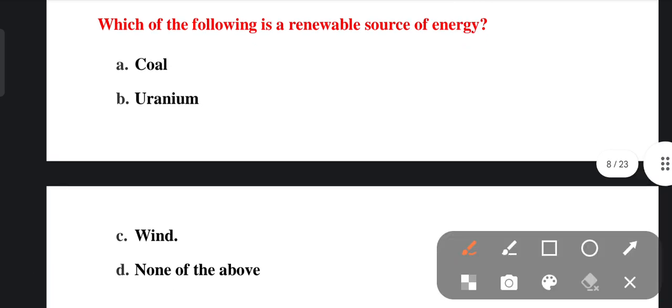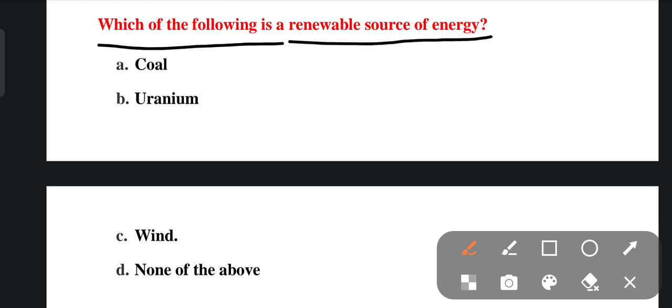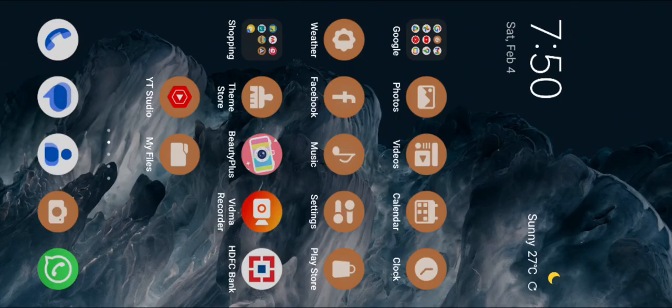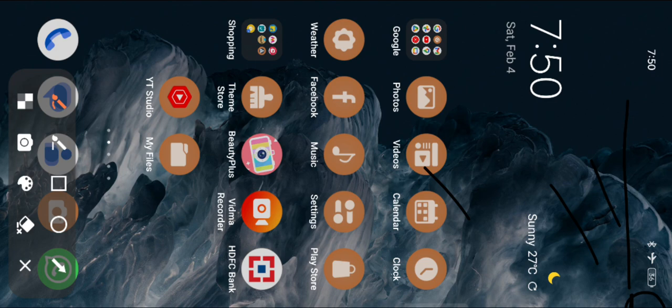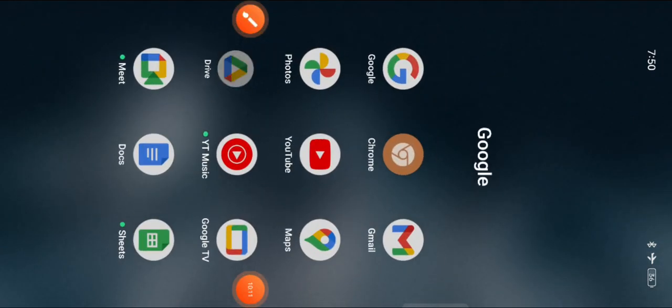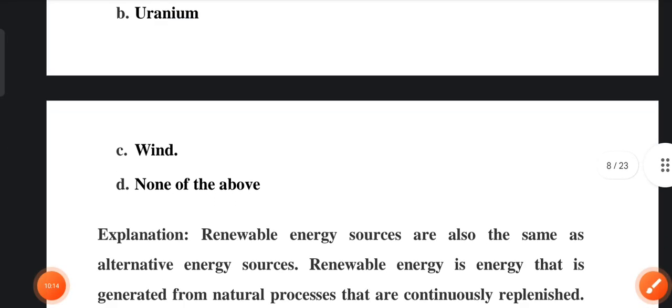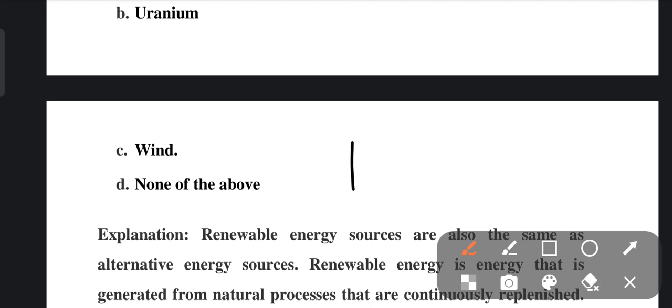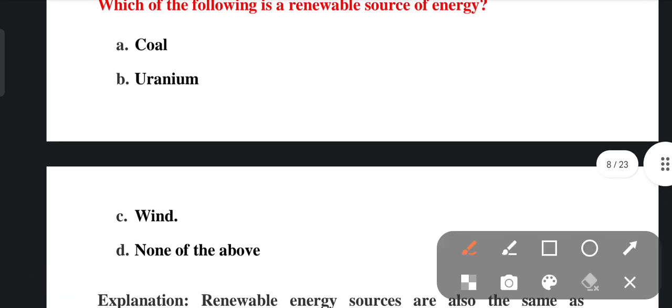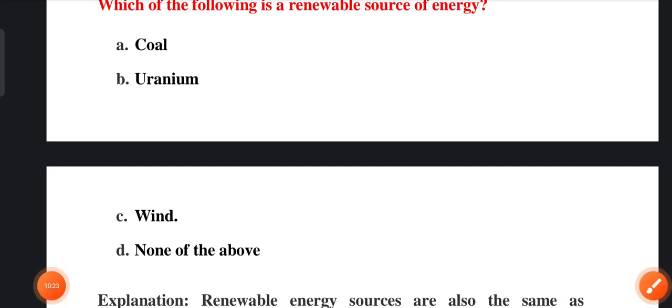So the next one is, which of the following is a renewable source of energy? Renewable means reusing. Options are coal, uranium, wind, none of the above. The right answer is wind. Wind is a renewable energy on the planet.